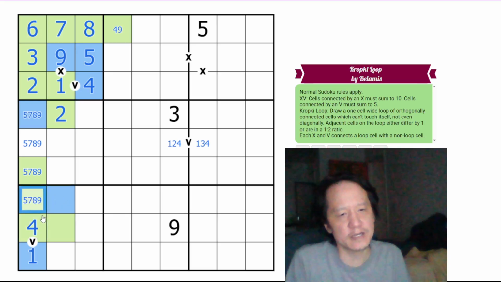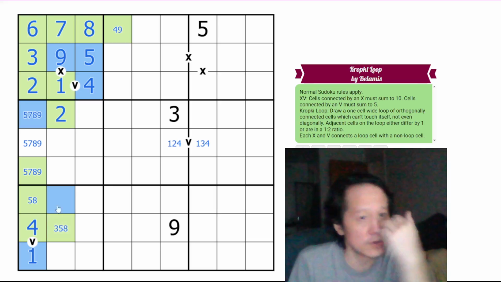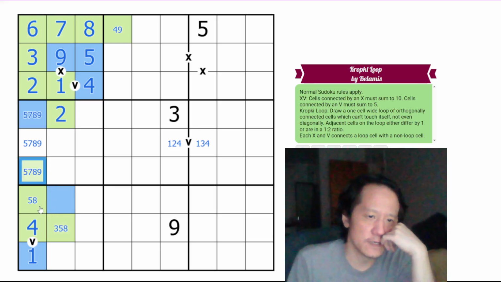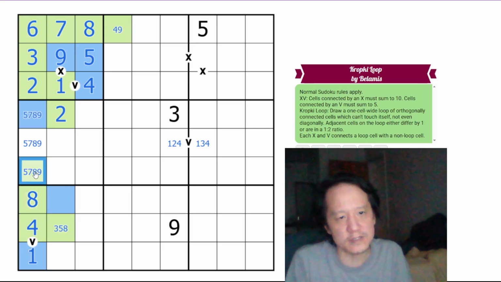4 is consecutive with 5, and it's in a 1 to 2 ratio with 8. So this can't be, this is 5 or 8. 4 is consecutive with 3 or 5. This can't be 2, though. So it can't be in a 1 to 2 ratio with 2. So this is 3, 5, or 8 here. If this were 5, it could not go to 6. So this can't be 5. This is 8. So this is 8, which goes to 7 or 9.